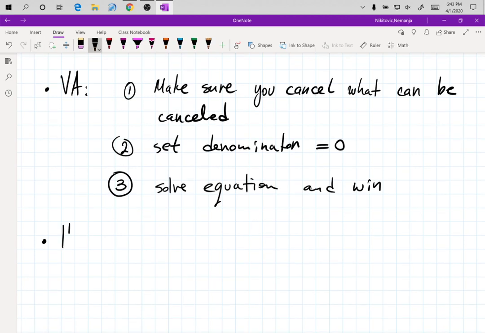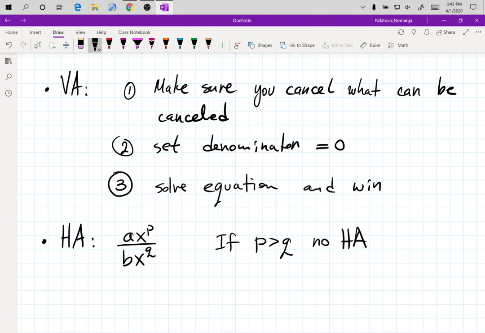Horizontal asymptotes have three rules. So we have ax to the p divided by bx to the q. If p is bigger than q, there is no horizontal asymptote. If p is equal to q, then the horizontal asymptote is given by y equals a divided by b.